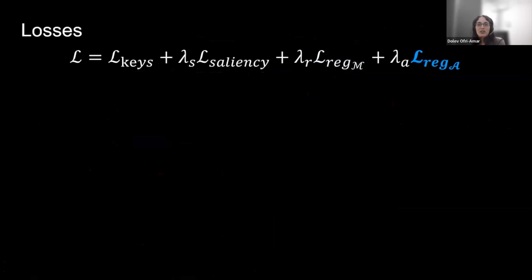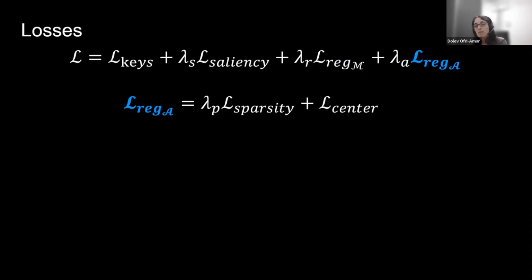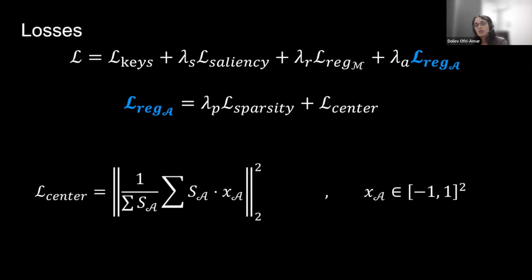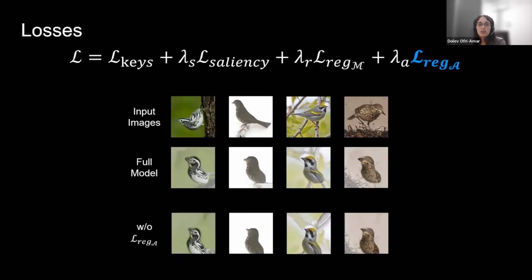And finally, we also regularize the joint atlas. We apply sparsity constraints, meaning we want the atlas to be as sparse as possible. This is important for cases where many of the initial saliency masks contain a lot of noise or irrelevant salient objects. In addition, since the position of the shared content in the atlas is arbitrary, we also apply a center loss, which is computed by a weighted average of the atlas coordinates using the atlas saliency. We just define the center of the atlas to be the origin. We can see in this example that without this loss, the object is not centered and even drifts outside the atlas boundaries.